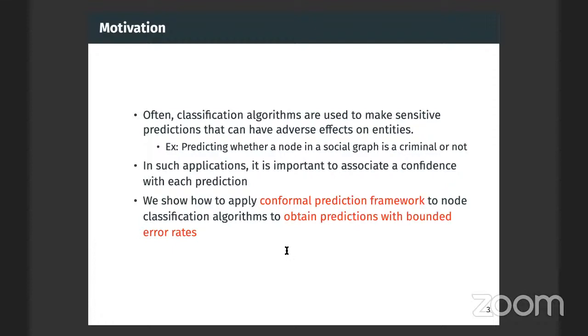That's where the conformal prediction framework comes in. This framework has been used in other typical classification problems, basically for things like how to do conformal prediction for decision trees, random forests, and so on. In this work, we show how we can use the same framework to provide bounded error rates for node classification algorithms specifically.